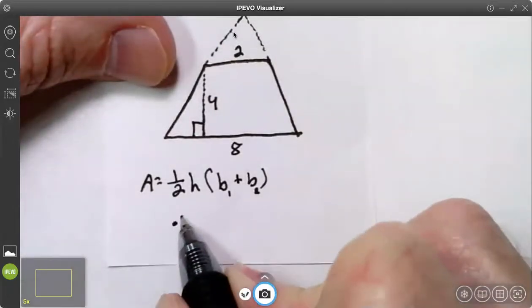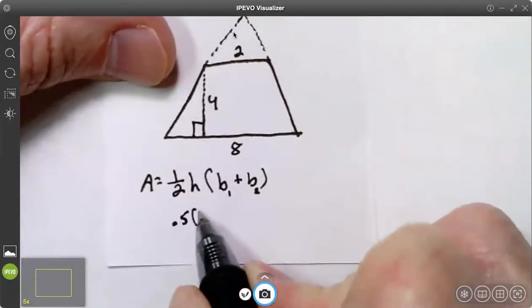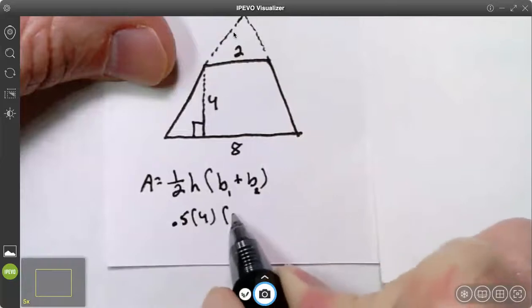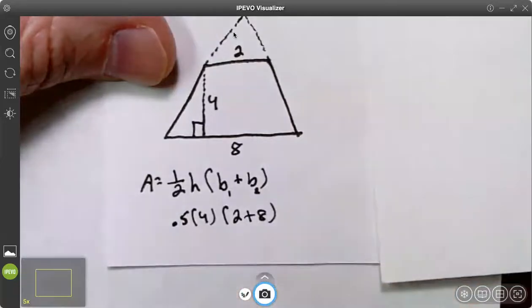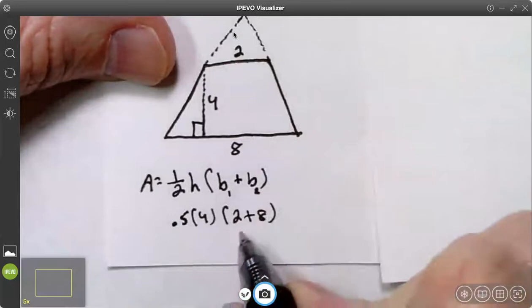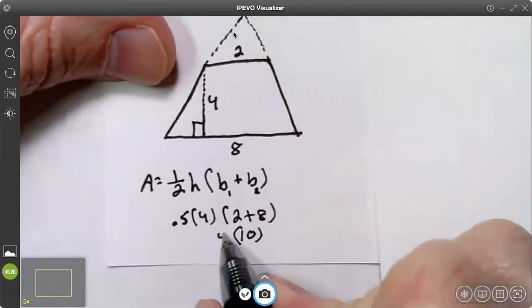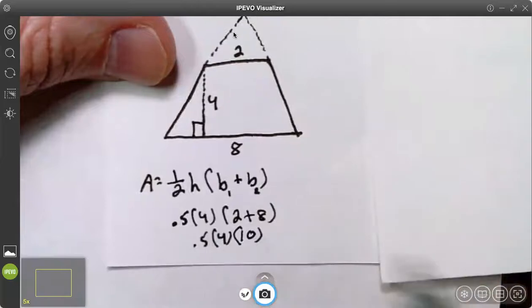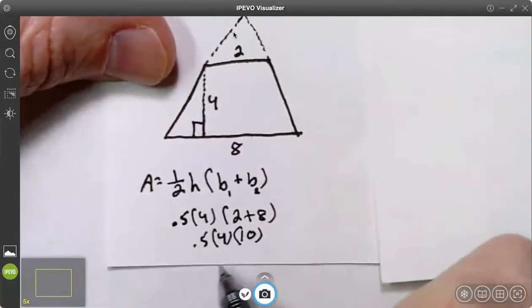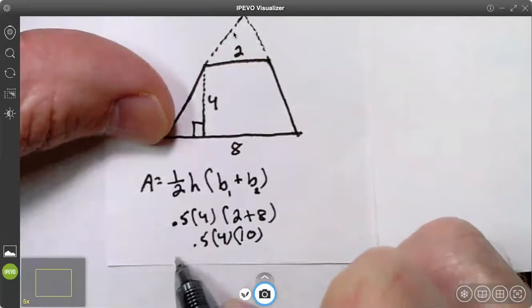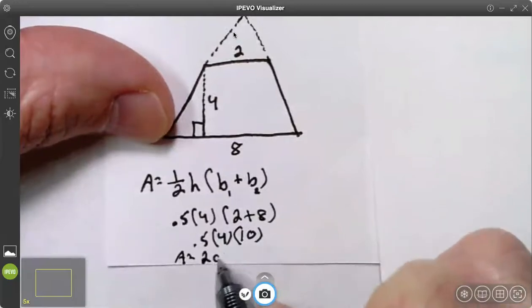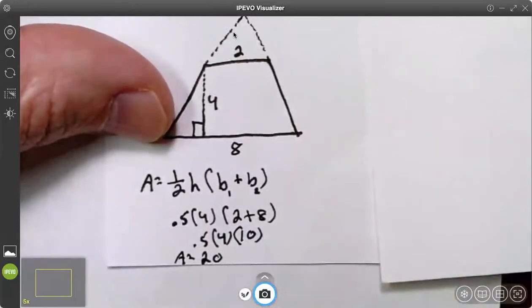But what does matter is you do what's in parentheses first. So on this one, 0.5 times the height times the sum of the bases. It is extremely important I follow order of operations and I do what's in parentheses first. 2 plus 8 is 10. Now I can do the rest. Half of 4 is 2. 2 times 10 is 20. So the area is 20 square units.